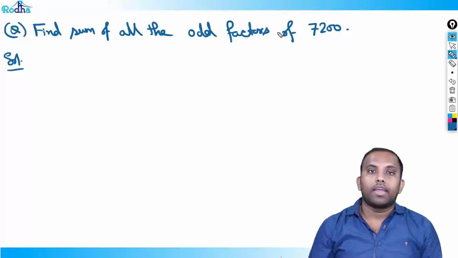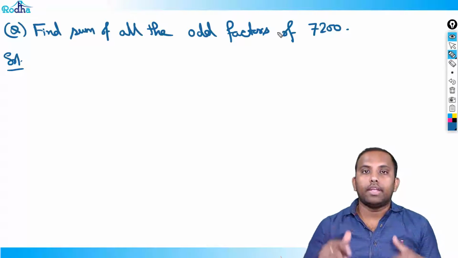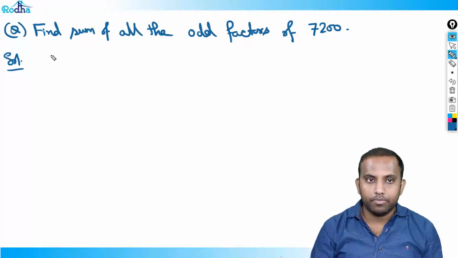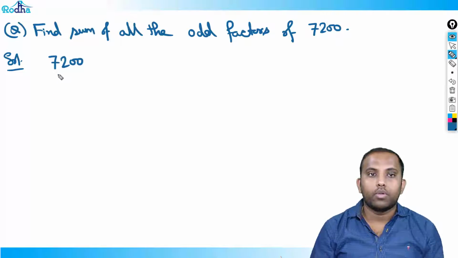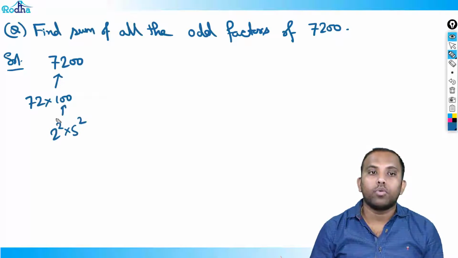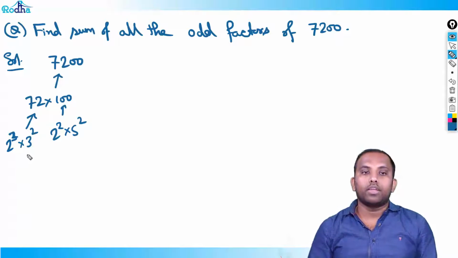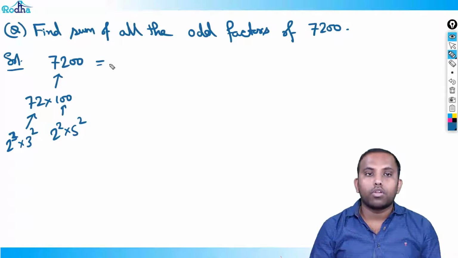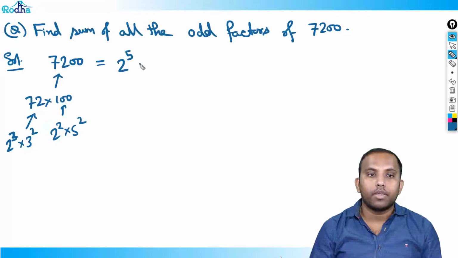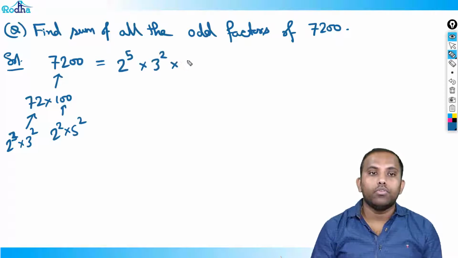Now again write 7200 in terms of prime basis. What is 7200? Again, break it mentally: 72 into 100. 100 is 2 squared into 5 squared. 72 is 8 into 9, that is 2 cubed into 3 squared. So what is the power of 2 here? The power of 2 is 5: 2 raised to 5 into 3 squared into 5 squared.